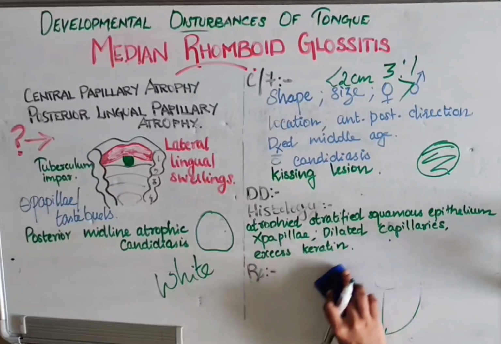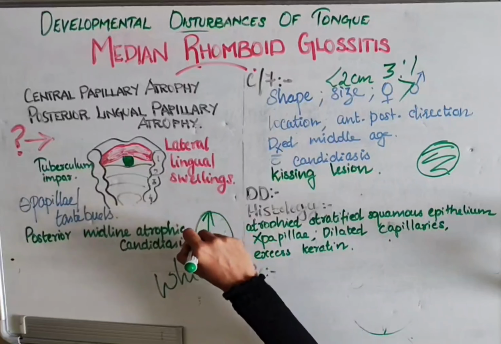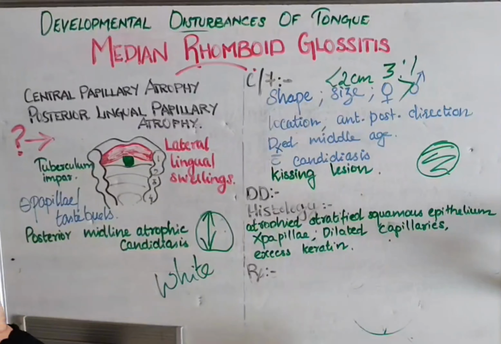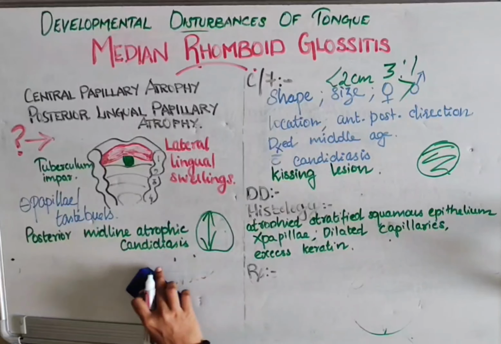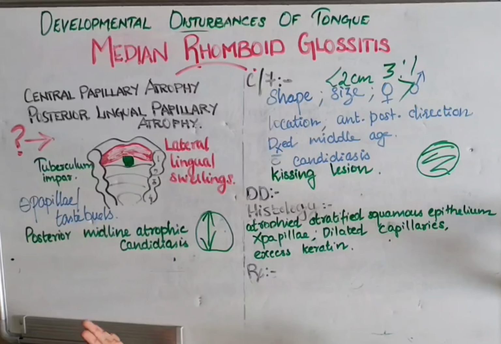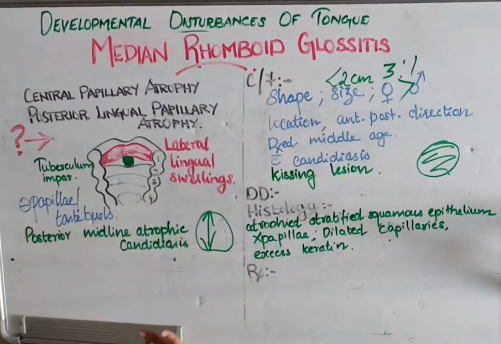Now the direction in which median rhomboid glossitis extends is in an anterior posterior direction. It will not extend in a lateral direction. Even though this initially starts at a very early age, in childhood, it is mostly diagnosed during middle age. And in most cases, rhomboid glossitis is associated with candidal infection. There will be growth of candida, and it will most of the time be white in color.